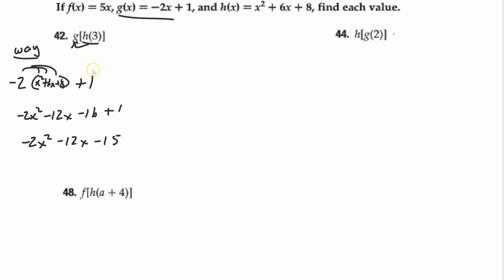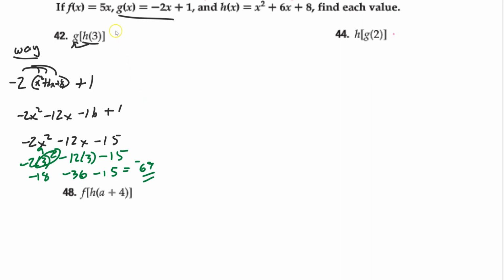Now we just plug in the 3. So negative 2 times 3 squared minus 12 times 3 minus 15. This is 9, so negative 18. Oh, I hate myself. Negative 36 and negative 15. That is negative, what is that? 36 plus 15 is 51. 51 plus 18, so that's 69. Negative 69. So you get that. That's way 1. You just do it like you normally do, and then at the end you plug in the number. That's actually not my favorite way, if you couldn't tell.